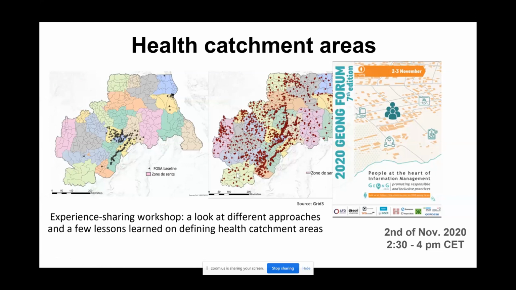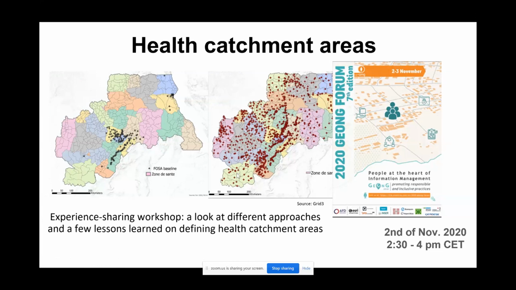So I'm Raphaël Brechard, e-health advisor for MSF working in London. And so we wanted to have this workshop. It's a collaboration between different organizations.